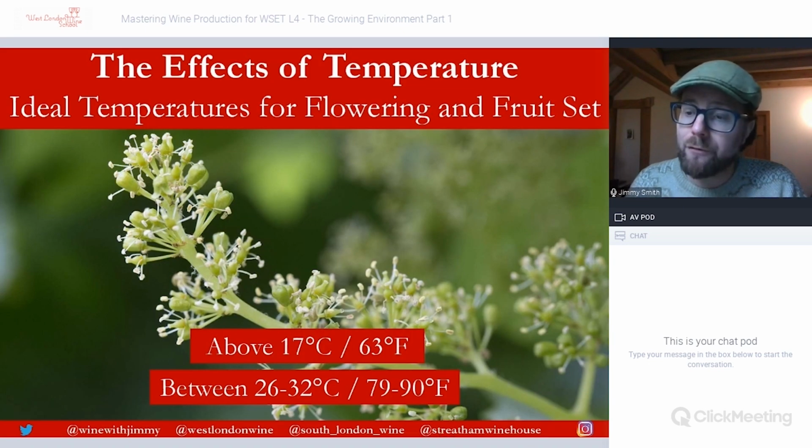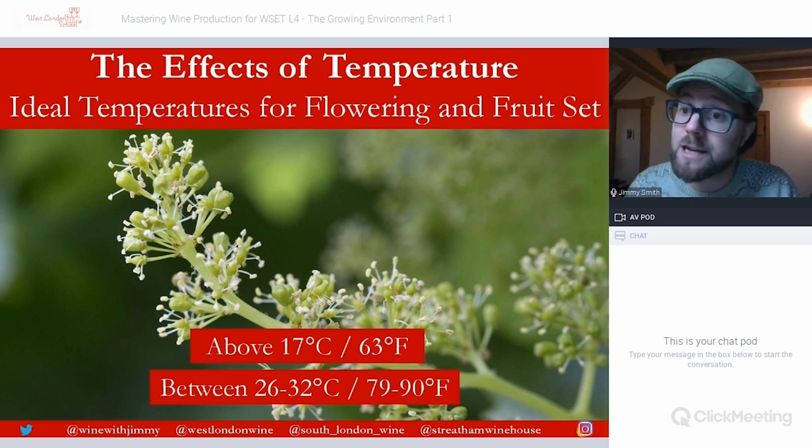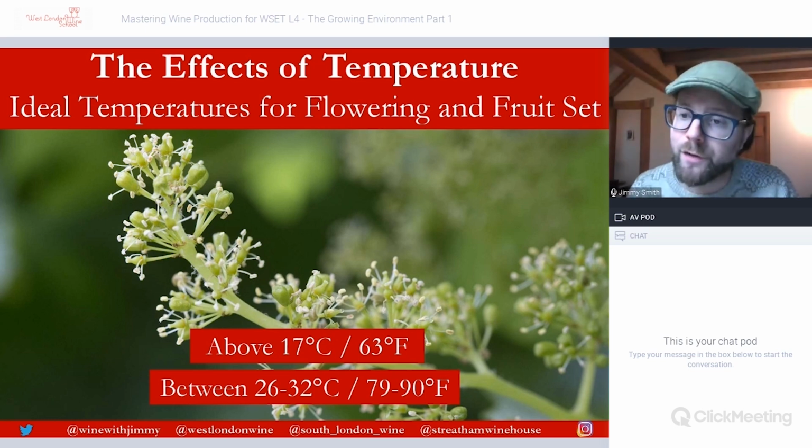Then, of course, we have the vine going through a very important stage where it has its inflorescence, its flowering, and then fruit set shortly after that. And once again, temperature is very important during this stage as well. For really successful, uniform, consistent flowering, you will need the first box here. Temperatures above 17 degrees Celsius, that's 63 degrees Fahrenheit. So that's in order really to maintain a successful amount of flowering.